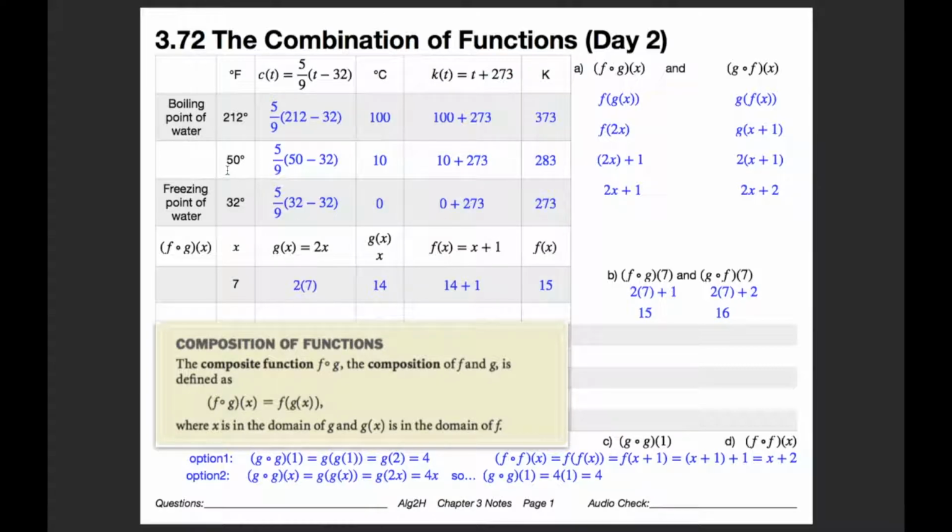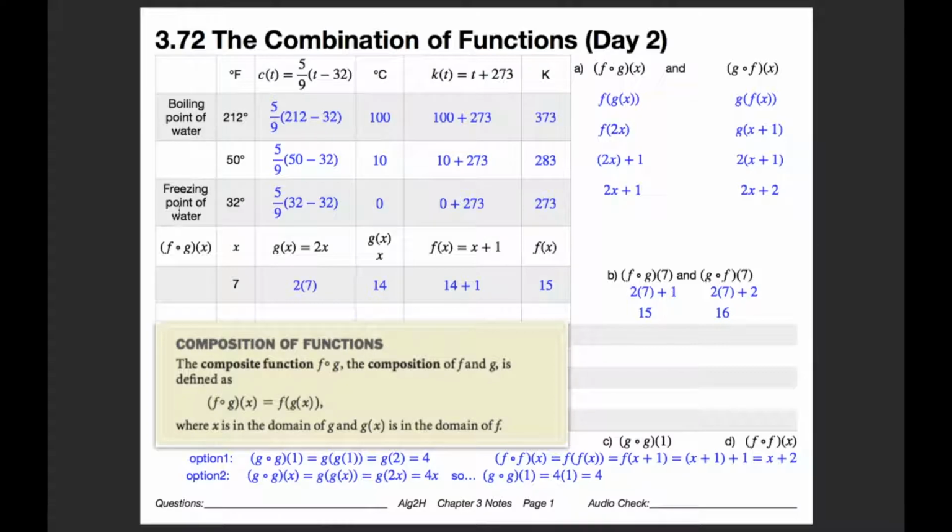You could do the same thing for 50 degrees. Put 50 into the function and subtract 32, and then multiply it by 5/9, and you get 10. And then you'd have to take the output of this function and turn it into the input of this function. 10 goes in here. 10 plus 273 is 283.